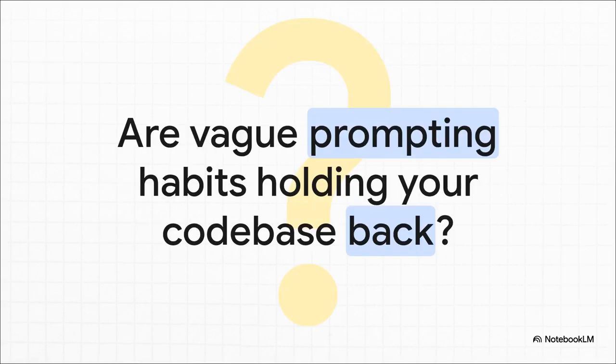Think about the last time you asked an AI to write code for you. Were you just crossing your fingers and hoping for the best? Probably, right? But by shifting to a spec-first approach, using those strict signatures and concrete examples, you completely take the power back. So I'll leave you with this thought. Are your vague prompting habits actually holding your codebase back? It's time to stop describing and start specifying.